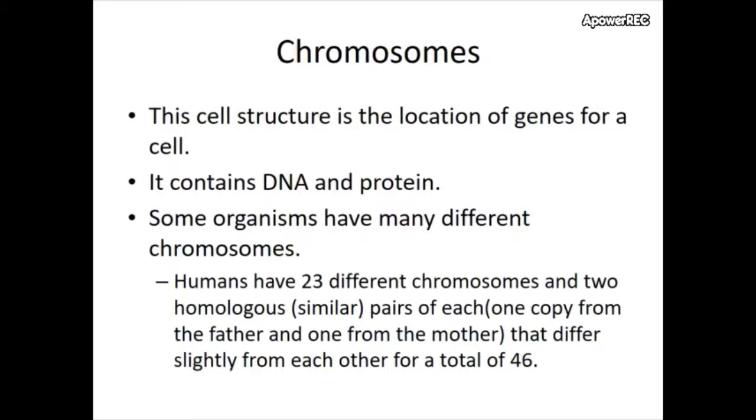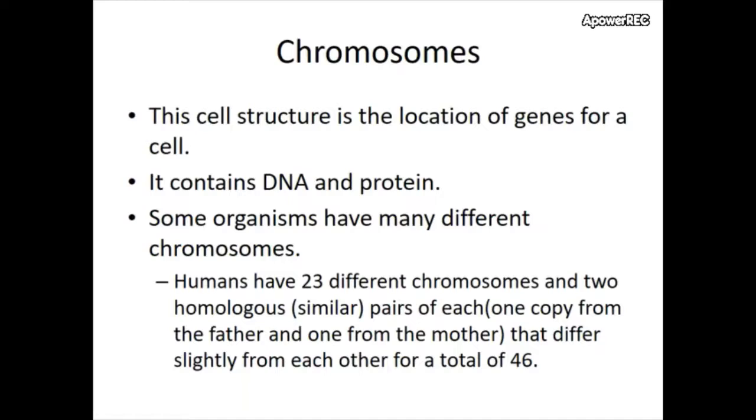Let's begin with chromosomes. Chromosomes are the cellular structure where genes are located for the cell. They contain DNA, but also have proteins that are important for a variety of activities and reactions, as well as maintenance of the DNA. Some organisms have many different chromosomes rather than just one. For example, humans have 23 different chromosomes, and each one of those chromosomes is made up of a homologous pair, or a pair of chromosomes that are similar, kind of like having two versions of the same book.